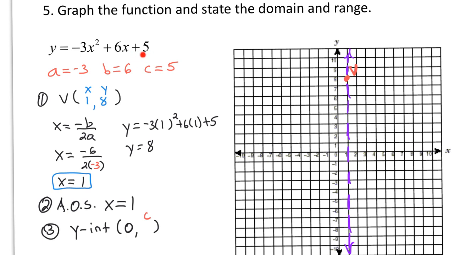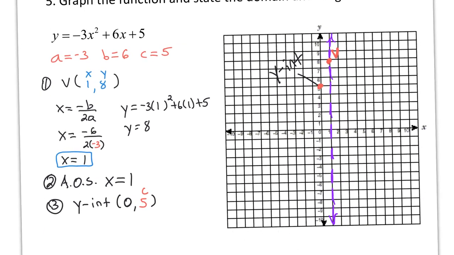And my c value is my constant, which is 5. So my y-intercept is at (0, 5). I'm going to plot that point because that's going to help us when we connect the points. So (0, 5) is right there, and let me just label that for you guys. That is my y-intercept. That's where the parabola crosses the y-axis.